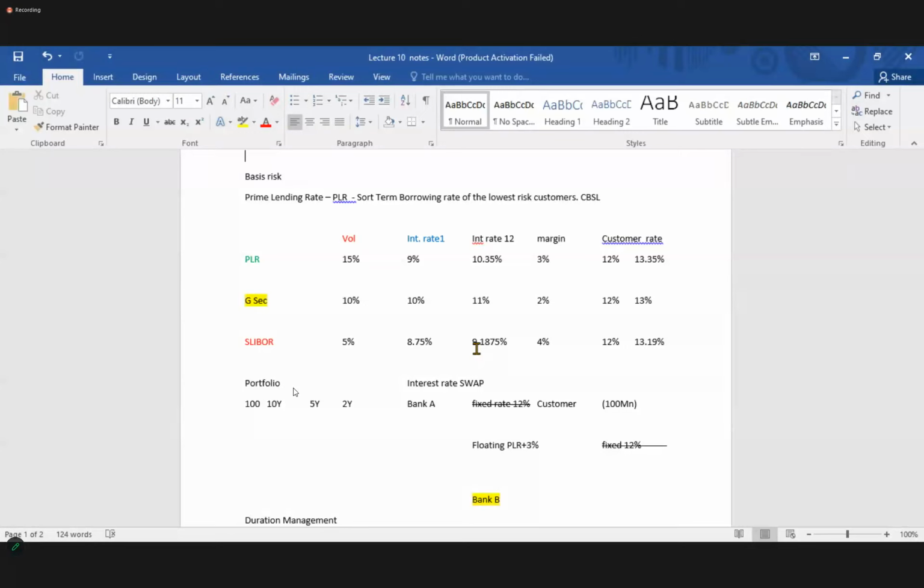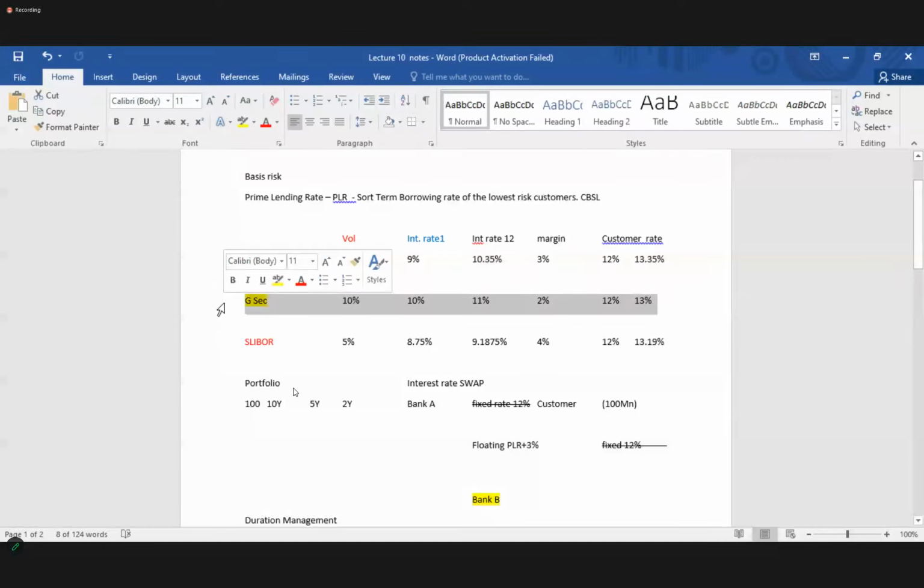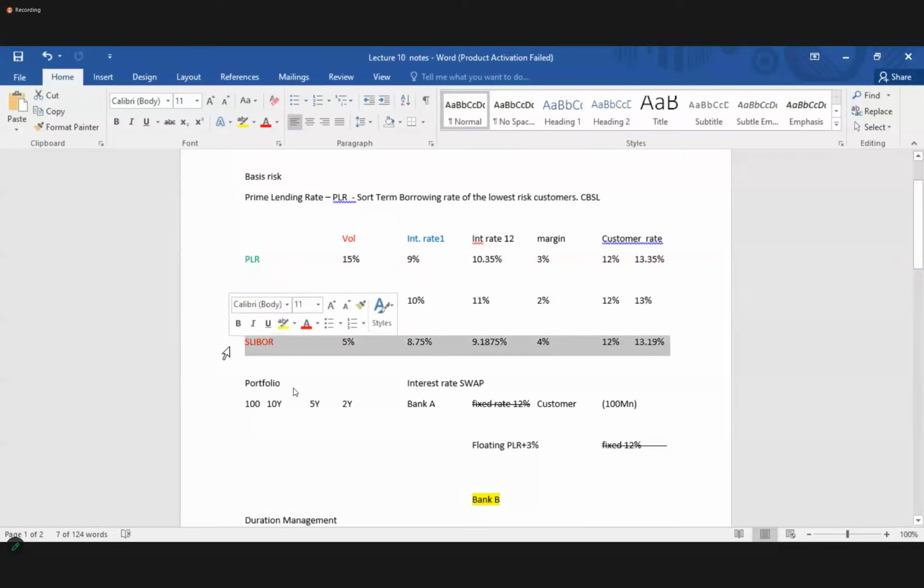Now let's look at these different benchmarks. You have prime lending rate. You have government securities, let's say this is 3 months. Then you have the SLIBOR. Right? Now, these benchmarks themselves.